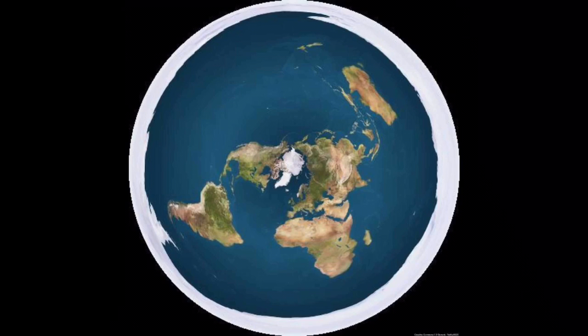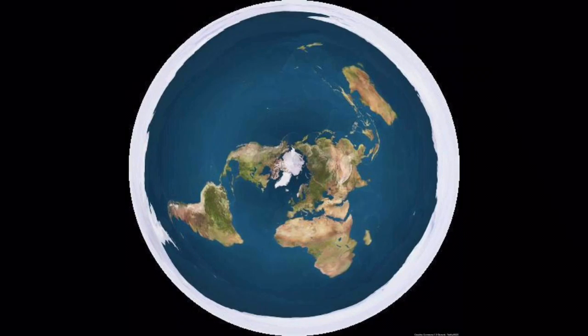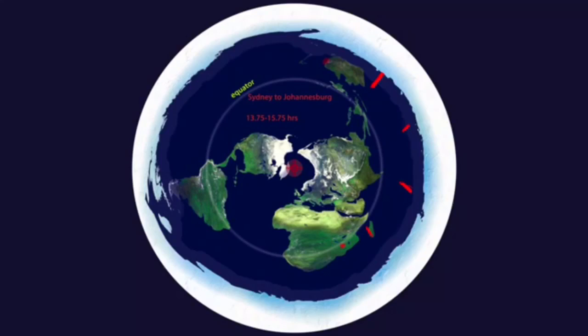There are many flat earthers out there who do not accept the AE map as their go-to map of the flat earth, and they're actually putting in their own time and effort to make their own map. Like this one right here. This guy made his own map because the flight path from Johannesburg to Sydney didn't suit his view of what the flat earth should look like.